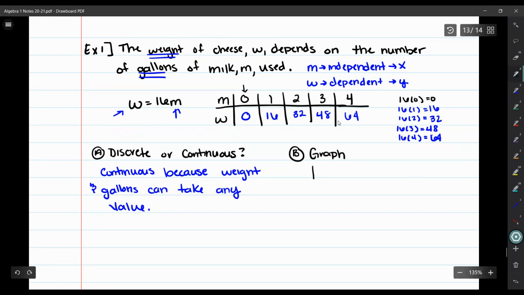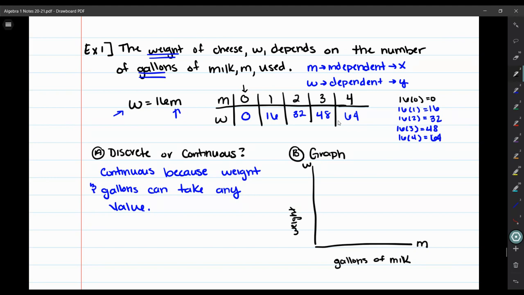Okay, so now that we know that, we can kind of graph this as best we can. So let's label our axis. So this down here will be, this is like your X, this is your M. This is your independent axis. So this is the gallons of milk. And this is your W. So this would be your weight. Weight of cheese.